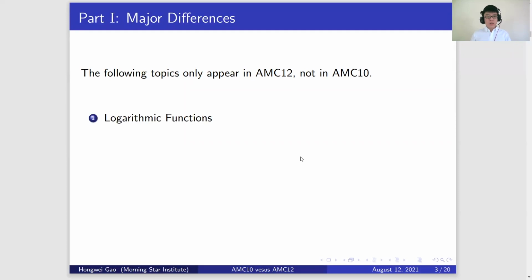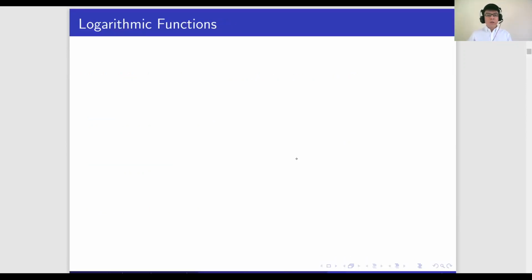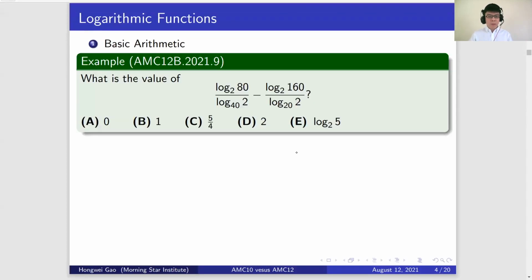The first one is logarithmic functions, and the second one is trigonometry. Lastly, the third one is complex numbers. In the next few pages, I'm going to mention their typical styles based on examples. The first topic is logarithmic functions. An AMC12 question could be a basic arithmetic problem, like the following example shows. To solve this problem, students are required to simplify the given expression using arithmetic properties of log functions.